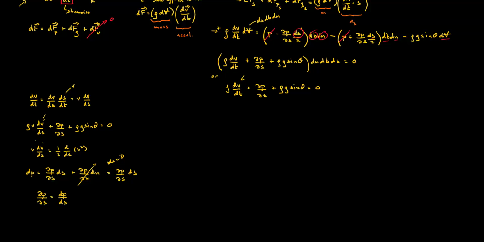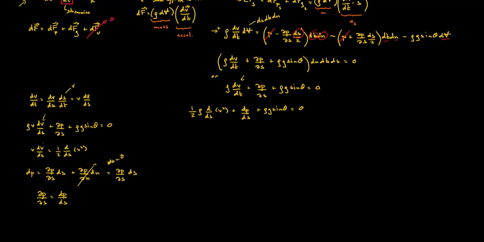So this momentum balance along a streamline results in 1/2 rho d by ds of v squared plus dp by ds plus rho g sine of theta is equal to 0. So we are very close to what we are trying to achieve here.